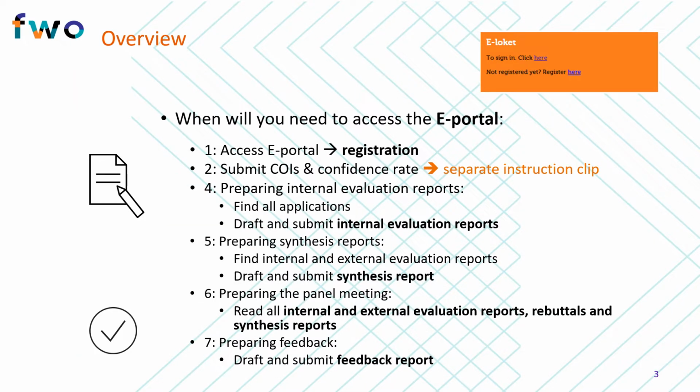Here you can see an overview of the different times you need to access the e-portal and which actions you need to perform or which documents you need to submit. First, you of course need to have registered with us to be able to access the e-portal. Secondly, you should submit your conflicts of interest and confidence rates. There is a separate instruction clip to guide you through this step of the process.